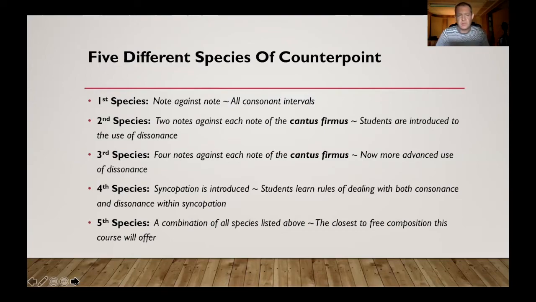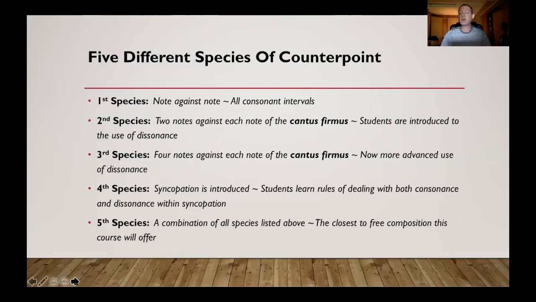Second species is two notes against each note of the cantus firmus, or fixed melodic line, wherever that is. Students are introduced to the use of dissonance. So here, we're going to see dissonance on the offbeat. We're going to have half notes for our counterpoint line, and the cantus firmus is still going to have the whole notes. So on the offbeats, we're going to have the chance to introduce dissonance. And again, we're going to look at approaching dissonance as well as resolving dissonance. Very important.